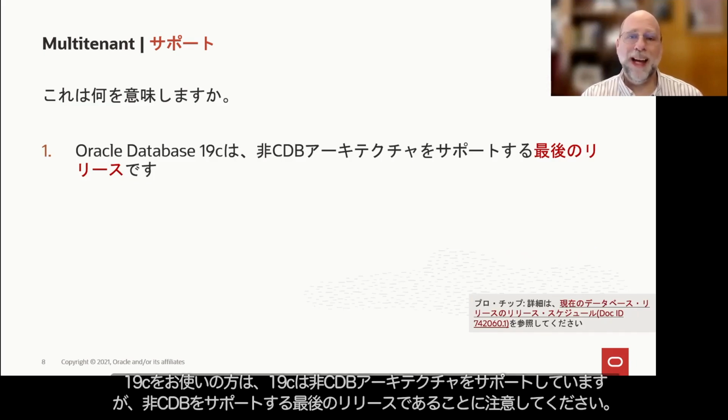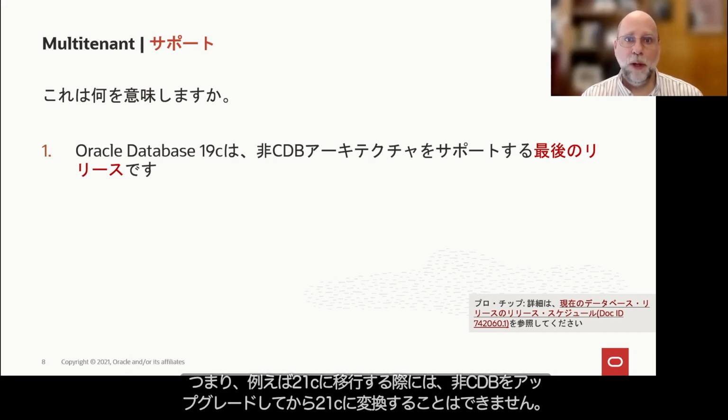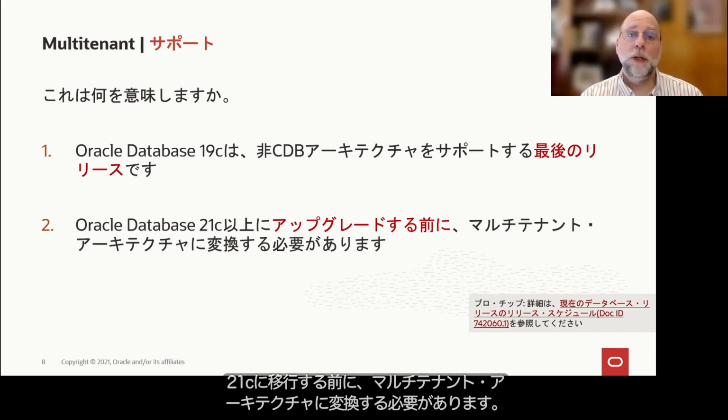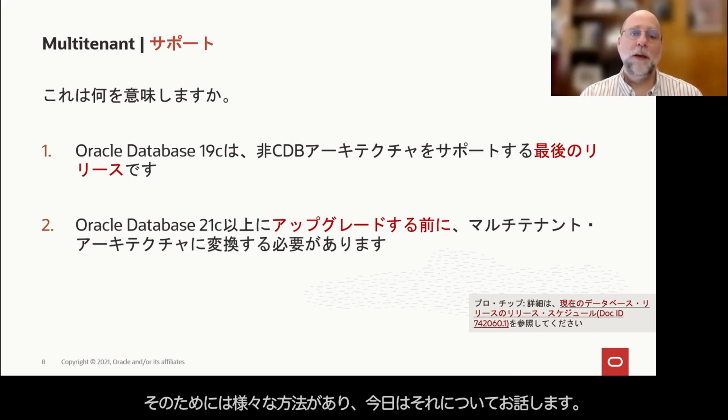Well, if you're going to 19c, just be aware that 19c does support the non-CDB architecture, but it is the last release that will support non-CDBs. And this means that, for example, when we migrate to 21c, you won't be upgrading a non-CDB and then converting it to 21c. You're going to have to convert to the multi-tenant architecture before you get to 21c. And there are various ways to do that, and that's what we're going to talk about today.